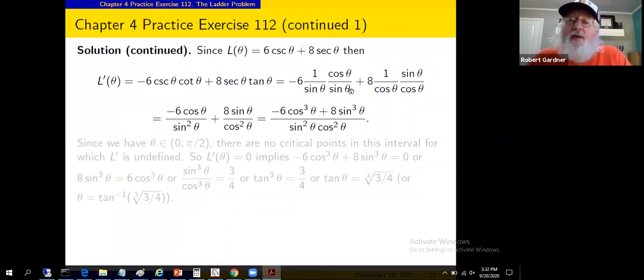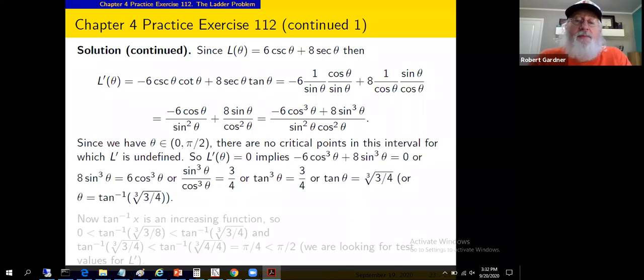We got a sine squared here in the denominator and a cosine squared there in the denominator. So that produces this. Just simplifying, let's get a common denominator, as you often do when solving equations. We'll multiply this by cosine squared over cosine squared, multiply this by sine squared over sine squared, giving us the common denominator of the product of the squares of the two trig functions. We'll have a -6 cosine cubed, and we'll have a +8 sine cubed. We multiplied by squared trig functions over themselves. That produces this. We just need to find critical points in the interval 0 to pi halves.